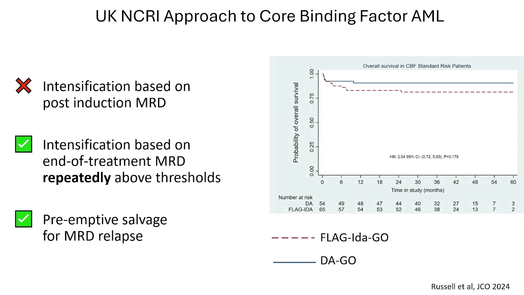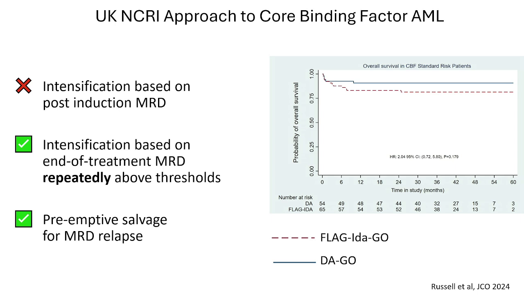So this is our approach to the management of core binding factor leukemias utilizing MRD status. So far, we do not consider intensification of patients based on their post-course 2 MRD results, although I think there's a question mark over patients with failure to clear MRD and a coexisting FLT3 or KIT mutation. If the patient tests repeatedly positive above our predefined clinically validated thresholds at the end of treatment, we will consider intensification of treatment and transplant.